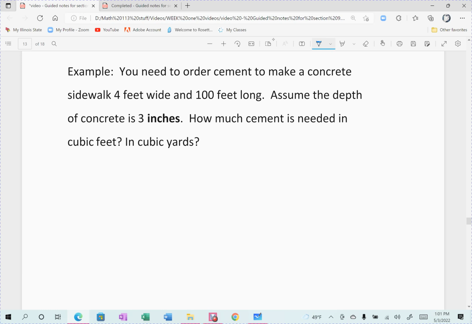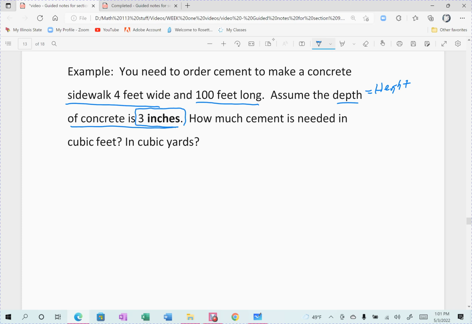All right, so we want to create a concrete sidewalk. So we need to know how much cement we need to pour to make a sidewalk that will be 4 feet wide, 10 feet long. Assume the depth will be 3 inches. The depth would be the height. That's how deep it is. How much cement do we need in cubic feet and then cubic yards? So we'll get to the answers.